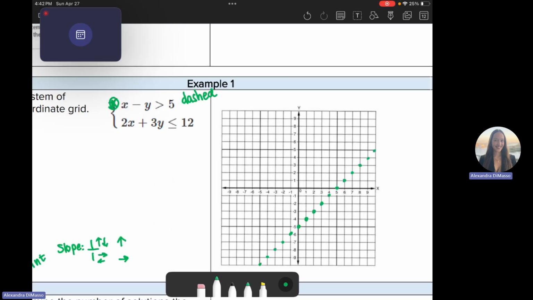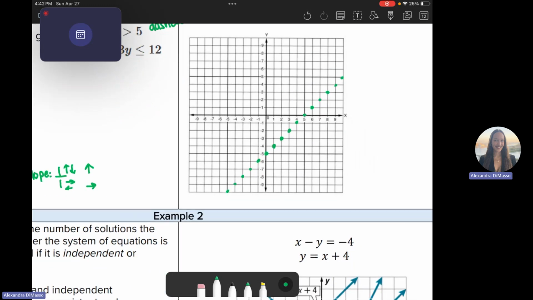Now, again, this line has to be dashed, remember, because it does not have an equal to sign with the inequality. What is happening with this pen? It is not working. Come on. Okay. My dashed line.